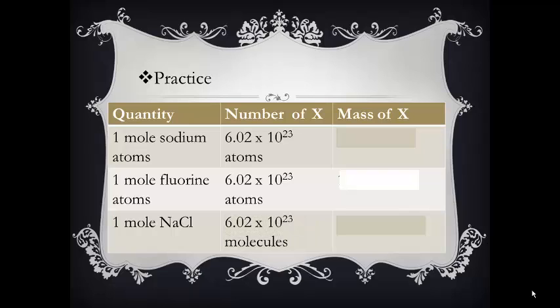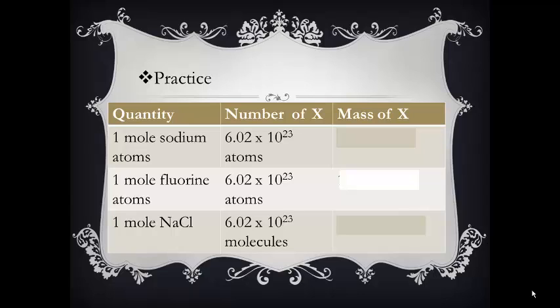Mole of sodium chloride, 6.02 times 10 to the 23 molecules. Now, why use molecules this time? Well, sodium chloride isn't an atom. It's made up of atoms. It's a molecule. It's a formula unit. You can use formula units here, molecules. You just can't use atoms because sodium chloride is not an atom.